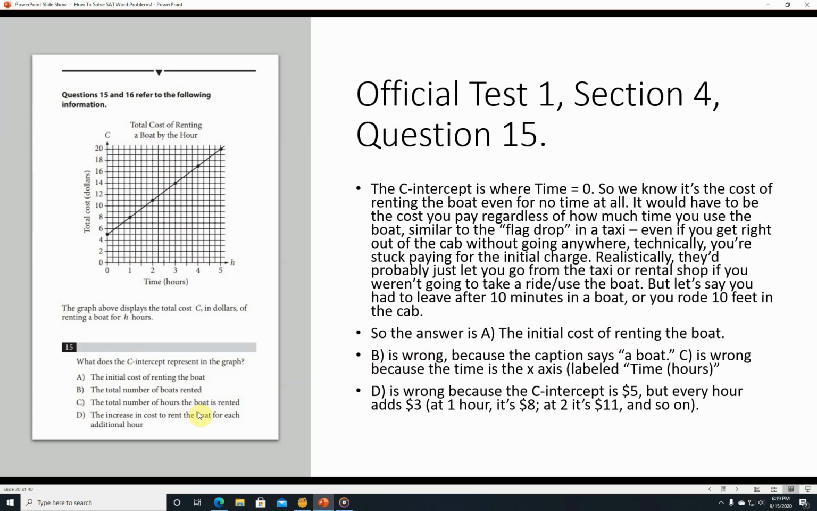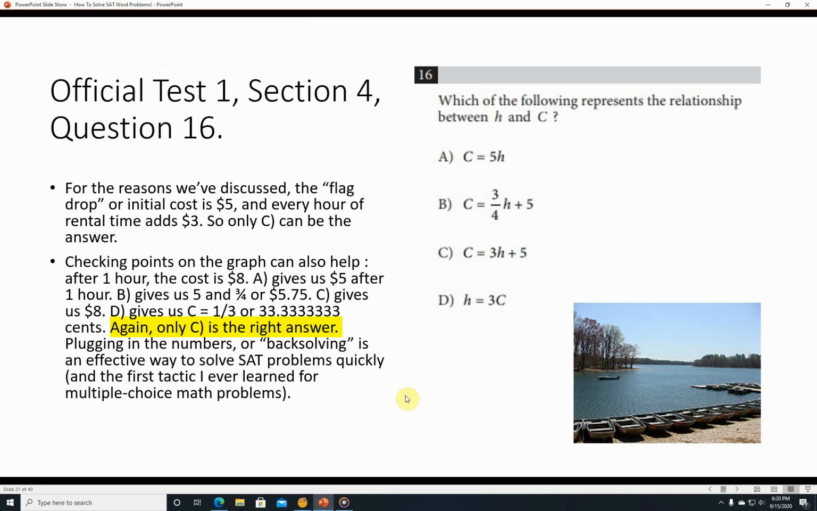D, the increase in cost to rent the boat for each additional hour. Well, we can see that C is 5 at the C-intercept. But if you go every hour, after 1 hour it's 8, after 2 hours it's 11, after 3 hours it's 14. So that's going to be 5 plus 3h, because it increases by $3 every hour. So that's not the increase in cost to rent the boat for each additional hour.